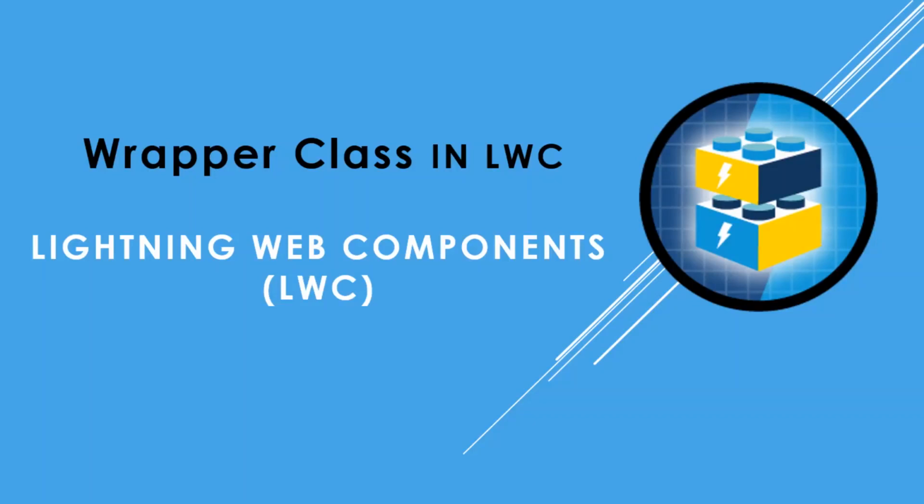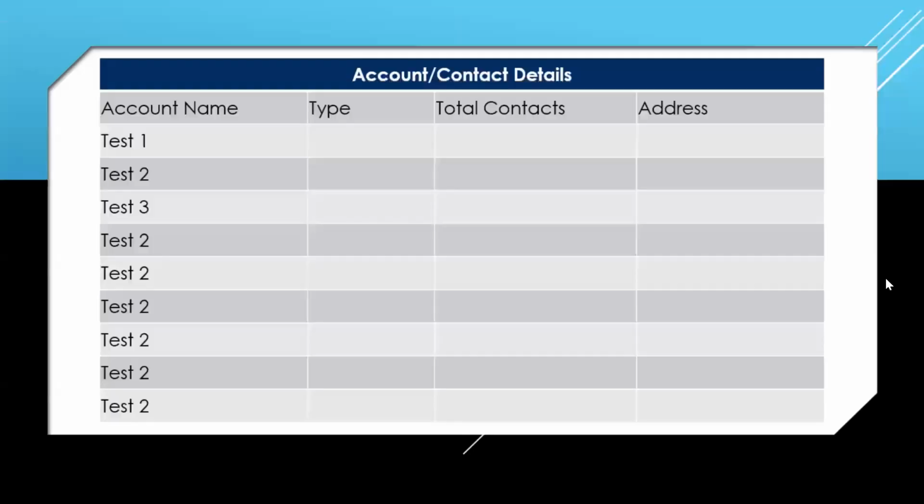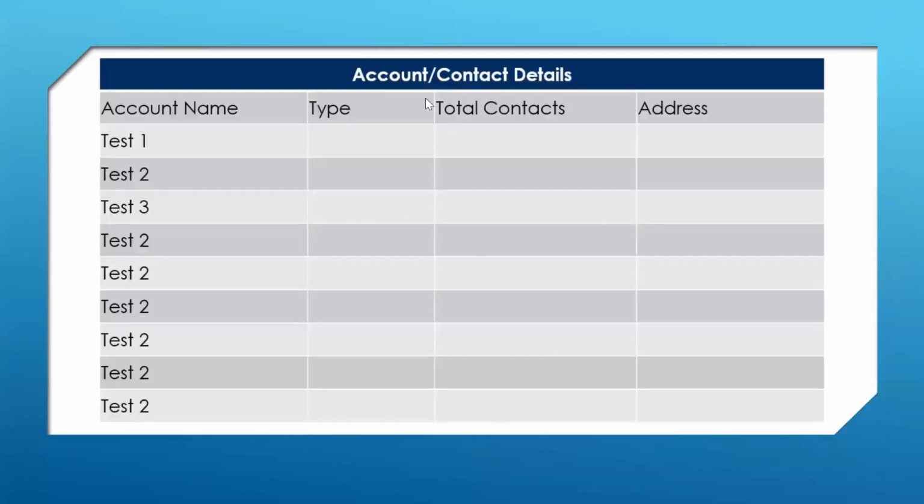I believe you already know what a wrapper class is, but I can quickly brief you. And rather than just going with the definition, I would like to explain it with an example. Let's assume that I have to display a table, and I have to create a Lightning Web Component in order to display this table.